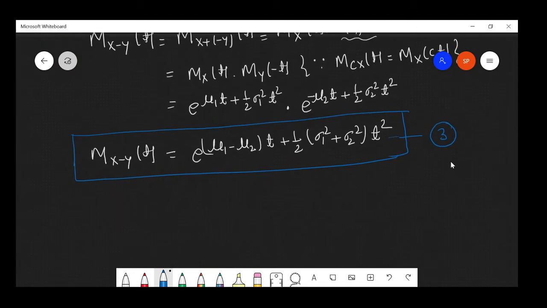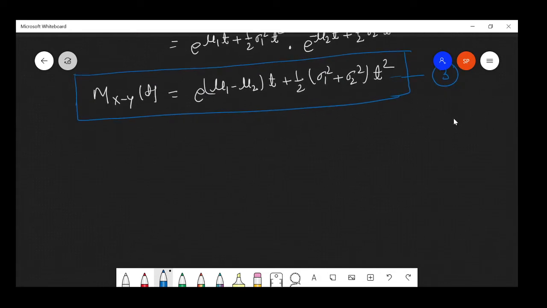Equation number 3 here. We can say that X minus Y follows the normal distribution with parameters mu 1 minus mu 2 comma sigma 1 square plus sigma 2 square. This is another result.